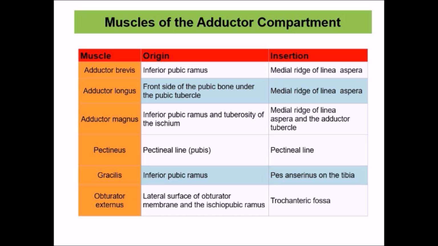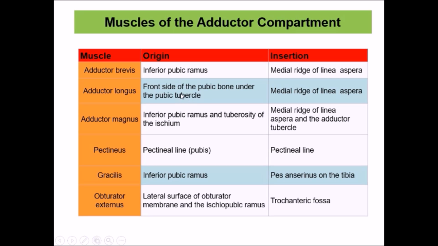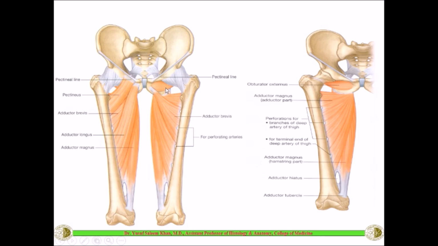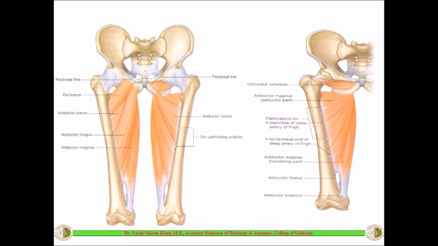The second muscle is the adductor longus. So here again, if you see here, this is the adductor longus muscle. It will be taking origin from the front side of the pubic bone under the pubic tubercle. If you see here, here will be the pubic tubercle, this is the pubic crest, this is the pubic symphysis between the two bones. So this is the pubic tubercle. Just below the pubic tubercle, it will be taking origin from the body of the pubis. And the insertion will be again to the medial ridge of the linea aspera.